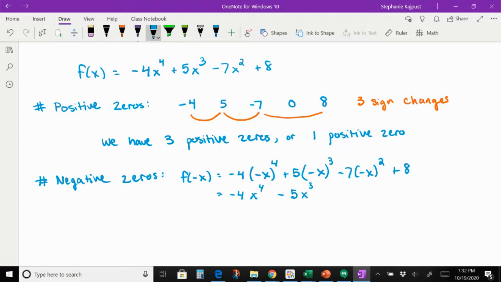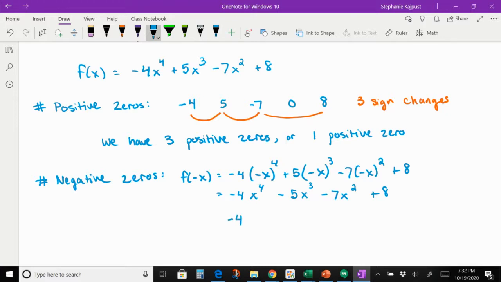Now when you square a negative x, you become positive. A negative times a negative is a positive, so that stays as negative 7x squared, because negative x squared is x squared. And then we have our plus 8. So the only thing that changes signs are those things with the odd exponents. Everything else stays the same.